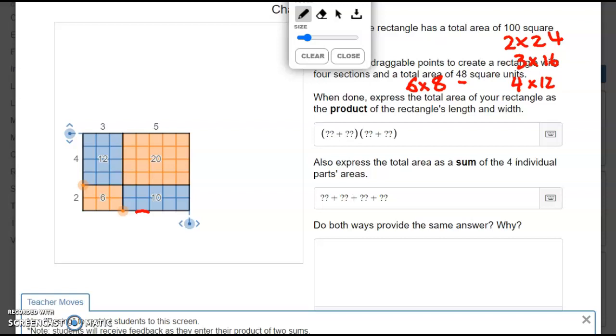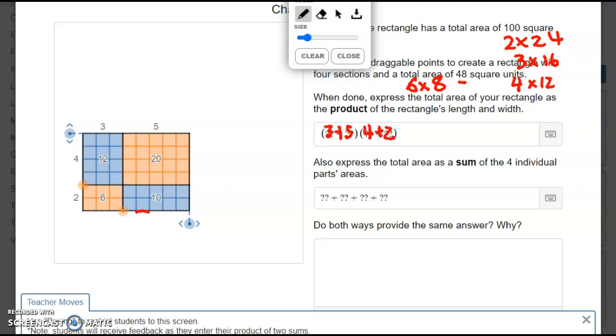I just happen to have chosen 6 times 8, and I knew that I had to create 6 as the width and 8 as the total length, and then I just broke it up as 3 and 5 for the length and 4 and 2. So that means the length is going to be 3 plus 5 here, and the width is going to be 4 plus 2. And again, yours will be very different.